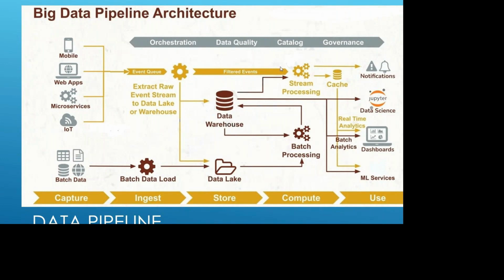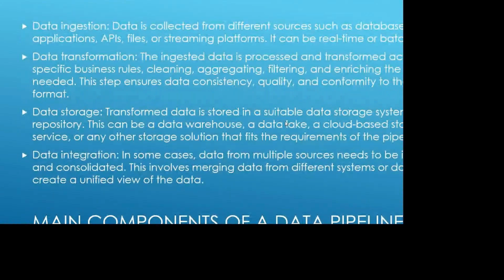Our task is to get that data from these sources and apply validations and quality checks on this data lake, whether it may be stream processing or batch processing. We need to learn these tools to do these two types of tasks. And these are the main components of a data pipeline.